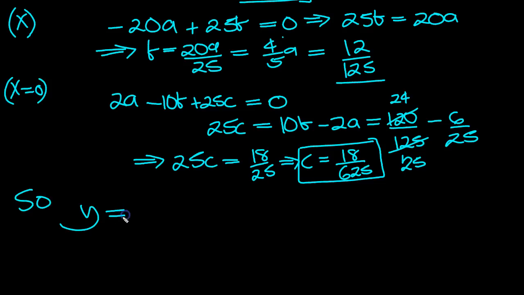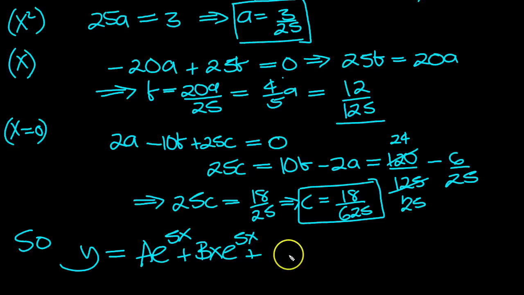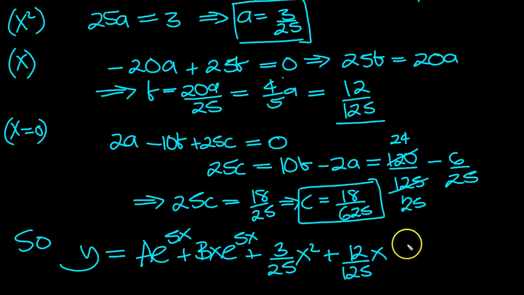So y is equal to yh plus yp. So that yh was A e to the 5x plus Bx e to the 5x plus ax squared, and a had the value 3/25 x squared, plus b, which is 12 over 125 x's, and then c, c is equal to 18, so it's plus 18 over 625 as a constant, that's c. So there we are.